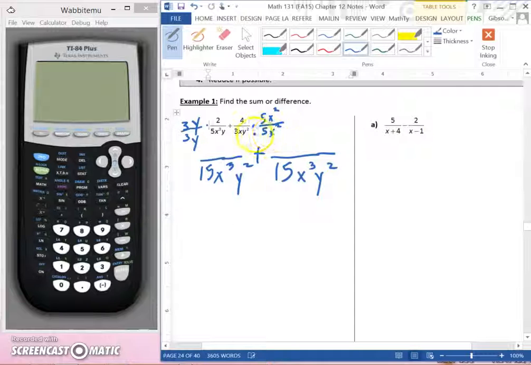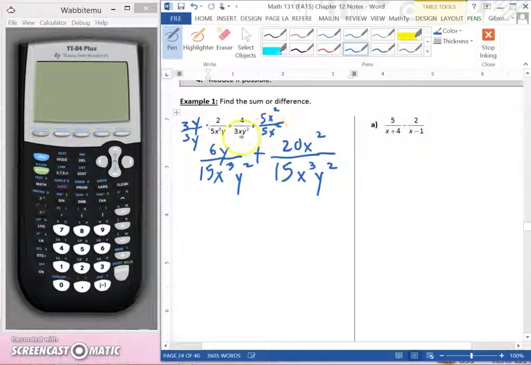So now 3y times 2 is 6y. And we know multiplying 3y by 5x cubed y will give us 15x cubed y squared. Now we go over here, 4 times 5x squared will give us 20x squared.